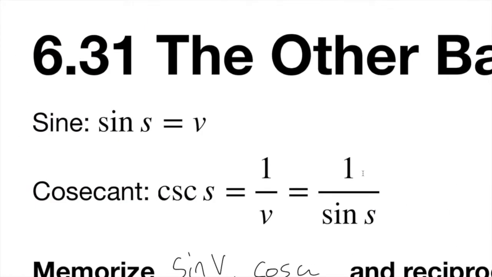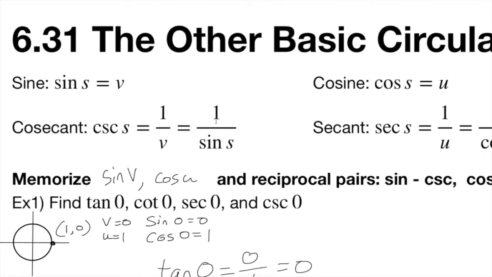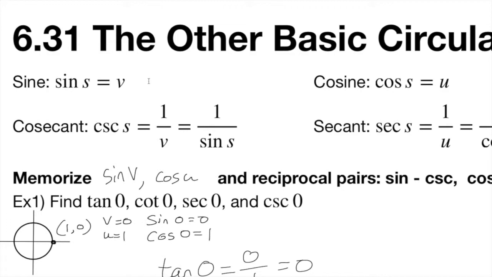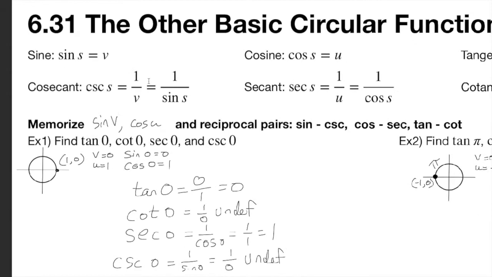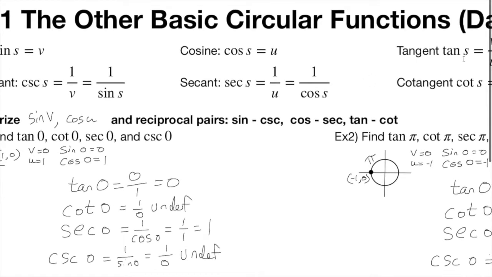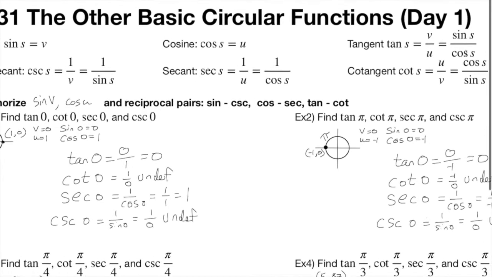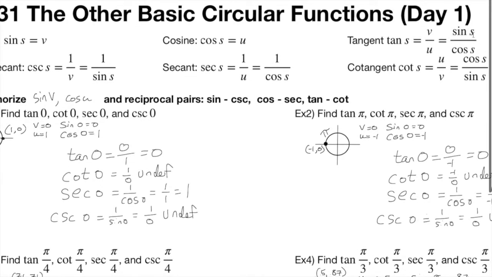On section 6.3.1, this is the other basic circular functions, day 1. So we know that sine of s is equal to v, and we know that cosine of s is equal to u, but there are other ways that you can use u and v in fractions. First of all, you could combine them together. Tangent of s would be v over u, which is the same thing as sine of s over cosine of s.